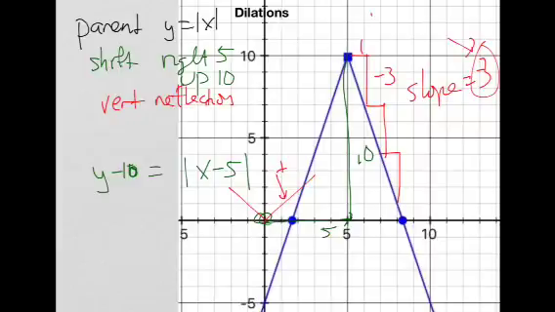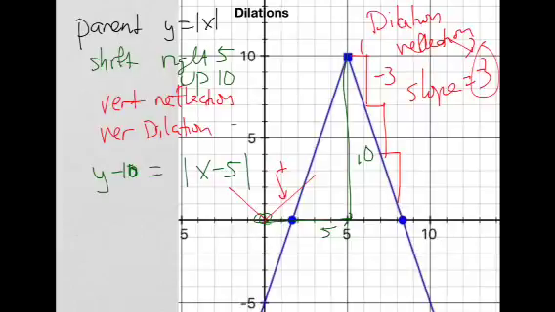That negative gives me both the dilation and the reflection. So if I can figure out the dilation, the reflection just kind of comes in with the wash. Because if there's a reflection, the dilation will end up being negative. So this has a vertical dilation of negative 3. So I'll put negative 3 in front of my absolute value. Or in other words, my equation is y equals a negative 3 times the absolute value of x minus 5 plus 10.